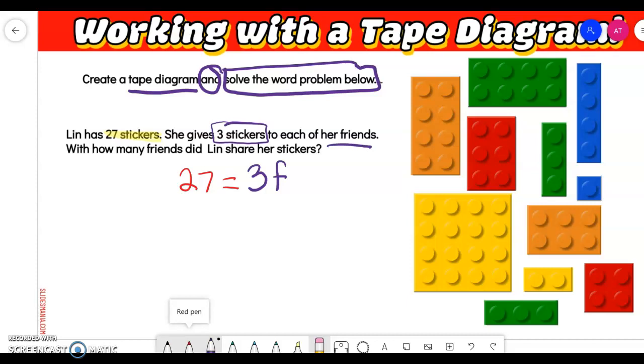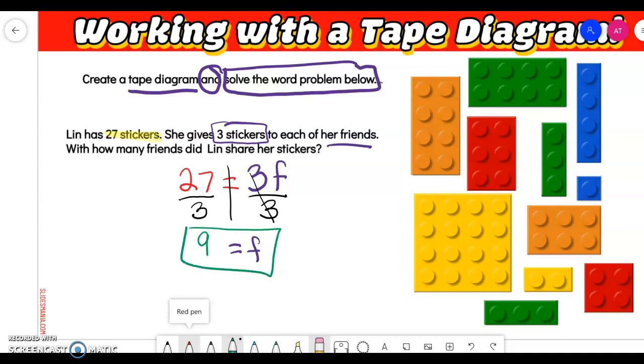So remember, you need to draw your line, and I need to get F by itself. Since they're next to each other, it means multiplication. The opposite is going to be division. So what I do to one side, I have to do to the other. These are going to cancel, and I'm left with F equals, what is 27 divided by 3? 9. So guess how many friends she has? 9. She has 9 friends that she needs to give those stickers to.